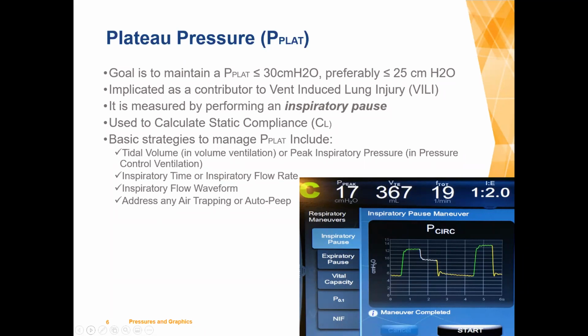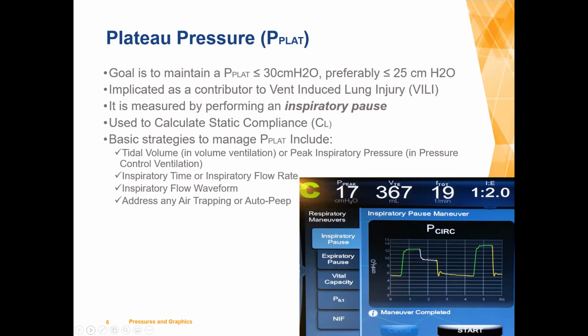Some of the basic strategies you can employ to help get that plateau at or below 30 include coming down on your tidal volume in a stepwise fashion. Obviously you want to keep a close eye on ABGs. You may have to tolerate permissive hypercapnia, where you're tolerating a creeping up PCO2 because you're ventilating the patient less. But if they have relatively normal kidney function, they should retain bicarb and eventually buffer that and keep the pH at or north of 7.35.